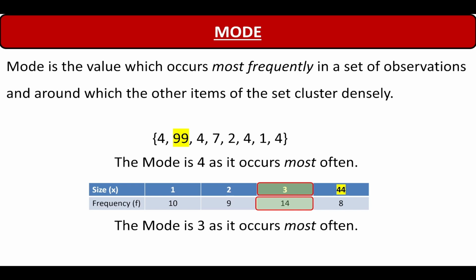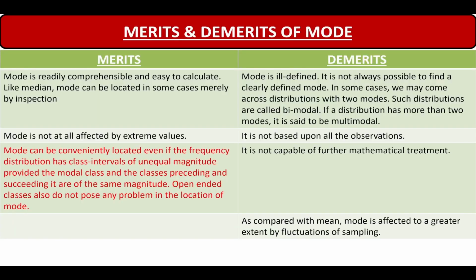So I have replaced value 99 in the individual series and 44 in the discrete series. You can see that even after replacing with the extreme values, the mode still remains the same. That's why mode is not affected by extreme values.